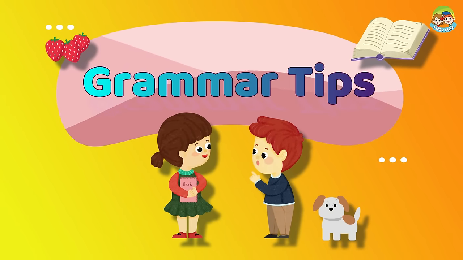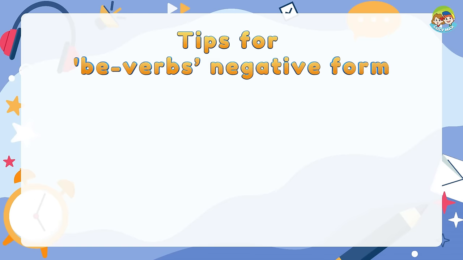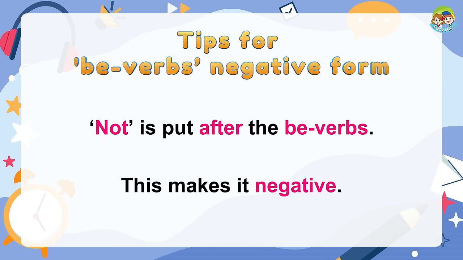Grammar tips. We have tips for be-verbs negative form. The word not is put after the be-verbs. This makes it negative.